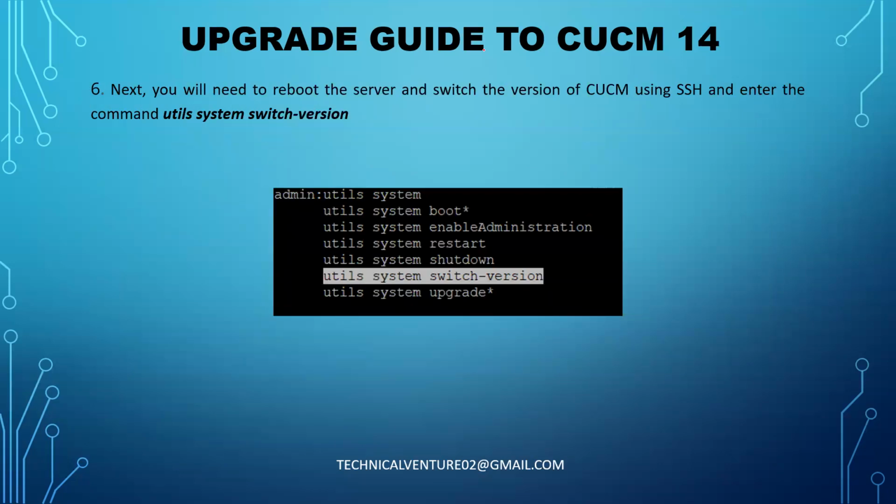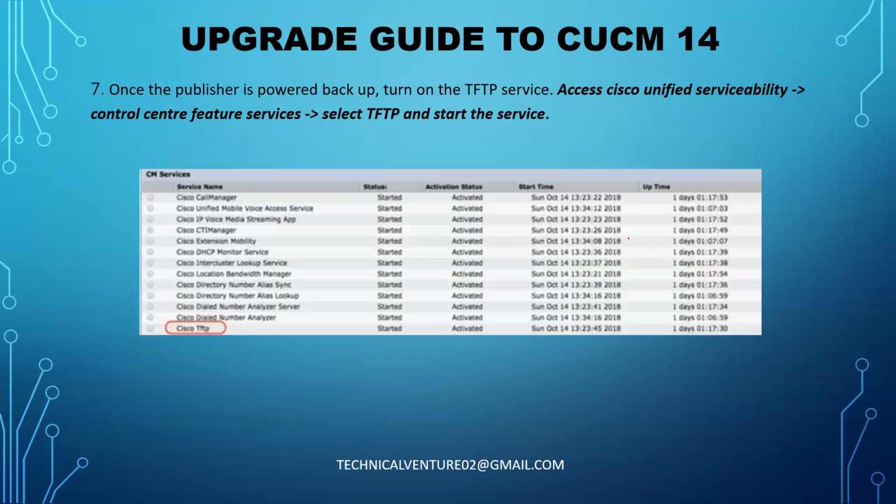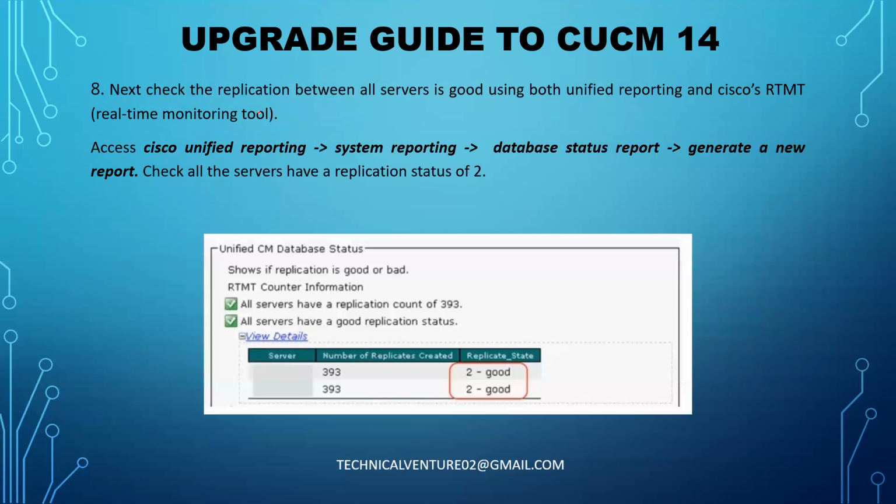For this, you can go to the CLI which we discussed. Put the same command, utils system, then a question mark. You can see the command utils system switch version. Put this command, and everything would be there. Once you do this, your system will be switched to the new version, that is CUCM 14. After that, go to the same serviceability, go to Control Center feature services, select the TFTP and start it. You can just click here and start the service again. After that, you need to check the replication as well.